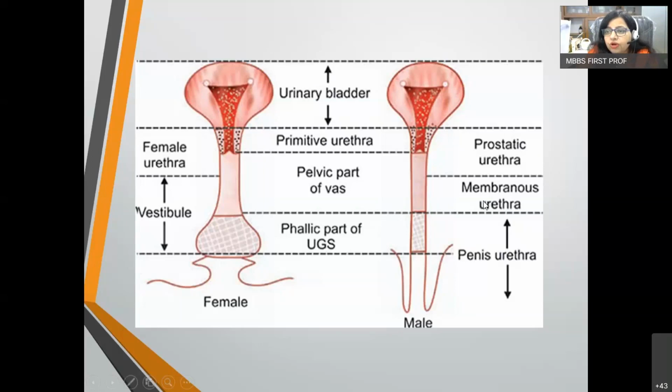This diagram, if you draw it and then understand, things will get easier.